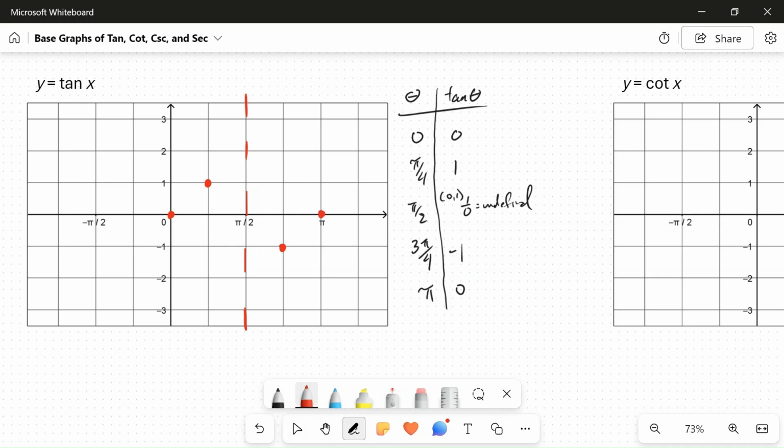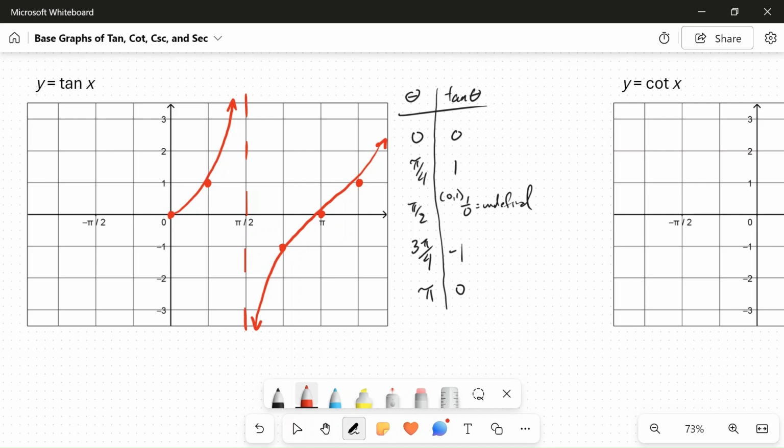Okay. If we continued going at 5 pi over 4, we would get a 1 again. And then at 3 pi over 2, we would get a vertical asymptote. And so our graph is going to look something kind of like this. So remember, with the asymptotes, the graph approaches the asymptote, but it never actually touches it. Okay. And so we're going to get this.